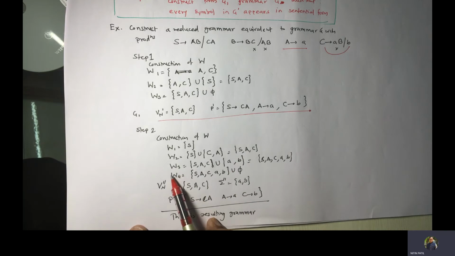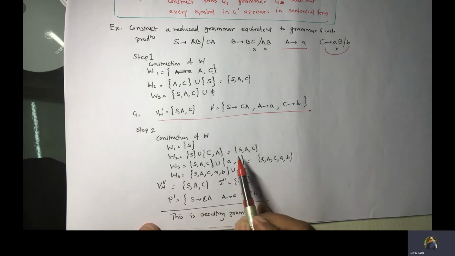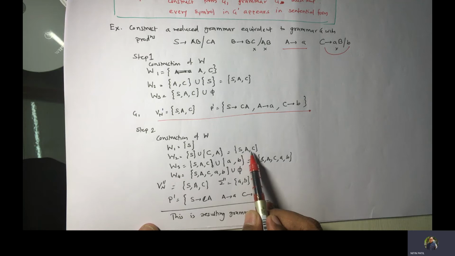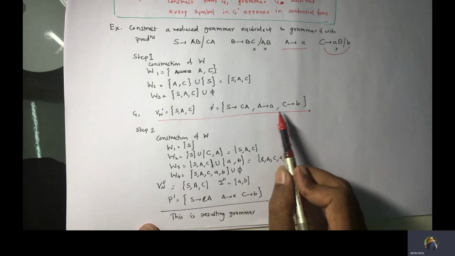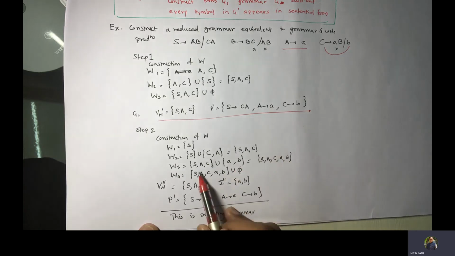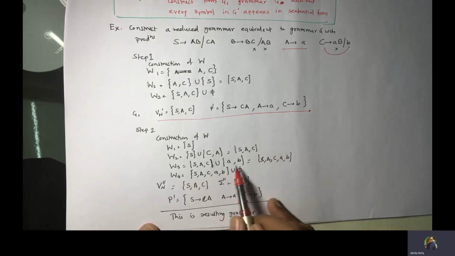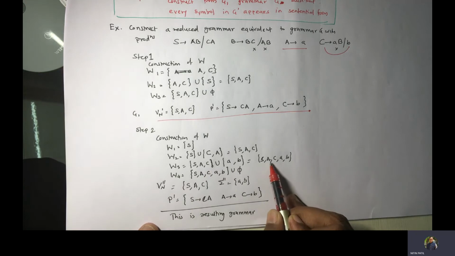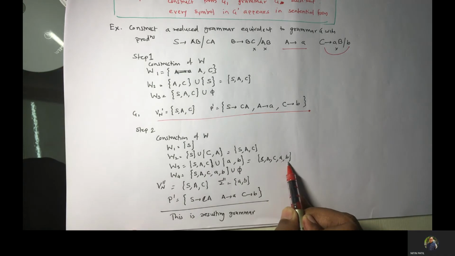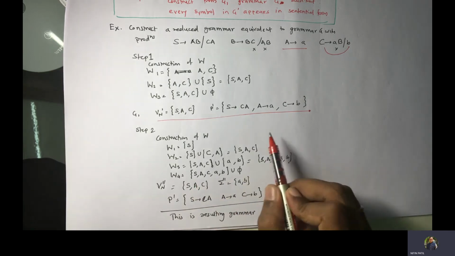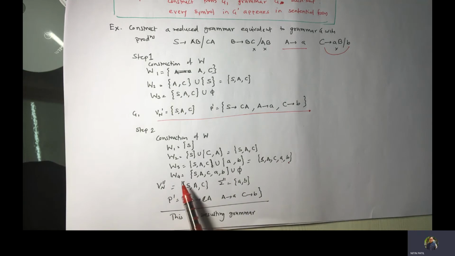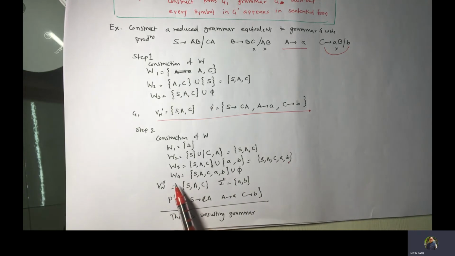We constructed now W3, SAC union. Now we try to find out how many productions there are for S, A, and C. S is already taken care of. Now for A and C, we got a and b, so we include these symbols over here. After taking union, W3 becomes SACab. Correct? Now we start constructing W4, the previous W, that is W3, union. Now we find that there is nothing remaining. So W4 would be the final W because W4 and W3 are the same now.